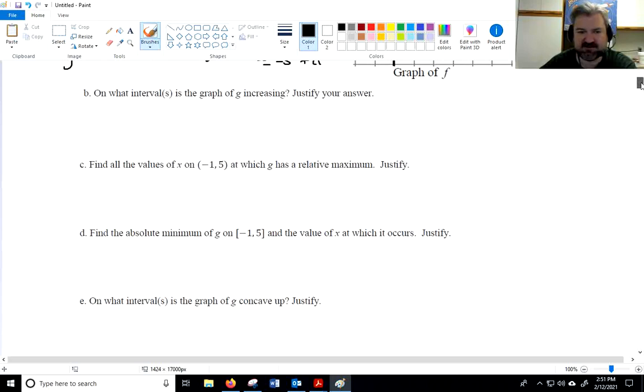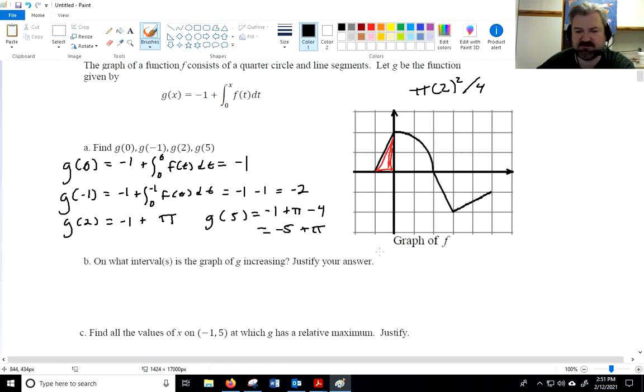Okay, let's take a look. On what intervals is the graph of g increasing? Okay, so if we want to know when g is increasing, we need to know the derivative of g. So the derivative of g, or g prime of x, is equal to the derivative of this. Well, we can take the derivative separately over addition. So the first part, the derivative of -1, a constant, is just 0. But then I have to do the derivative of the integral from 0 to x of f of t dt. Well, that is f of x by the fundamental theorem of calculus part 1.